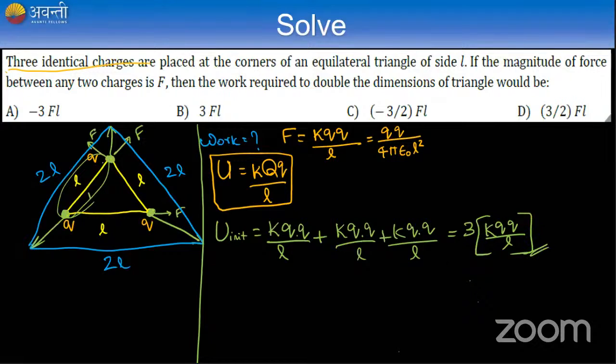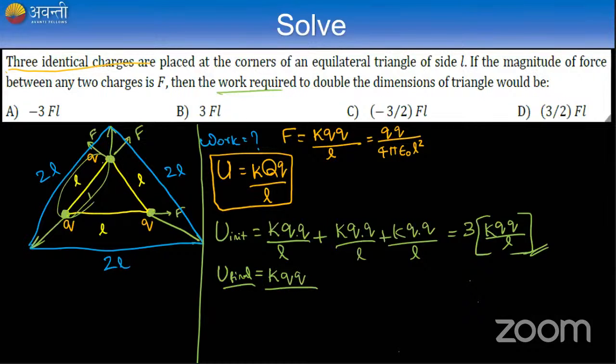Now tell me, what is my final potential energy? Whenever they ask you to find the work, you check the potential energy. The change in potential energy is enough. So U final, for the final position, all will be separated by a distance of 2L. Correct, Ramakrishna? Awesome. And someone had given me this answer already. Dikshita, I think you had given this answer. Yes, correct, Dikshita. Super. So it's K Q1 Q2 by 2L.